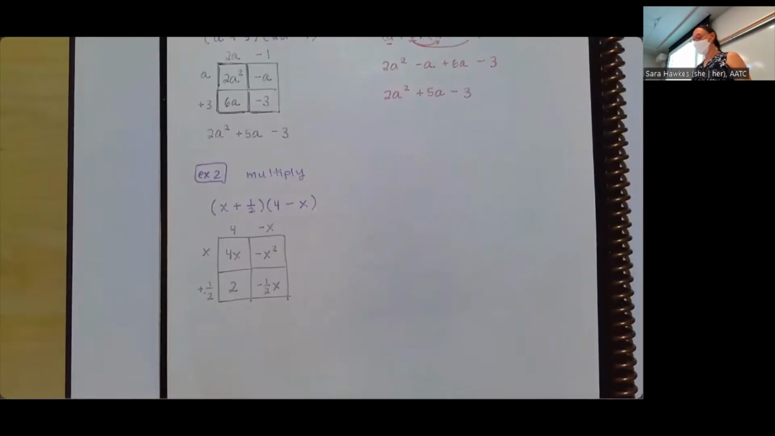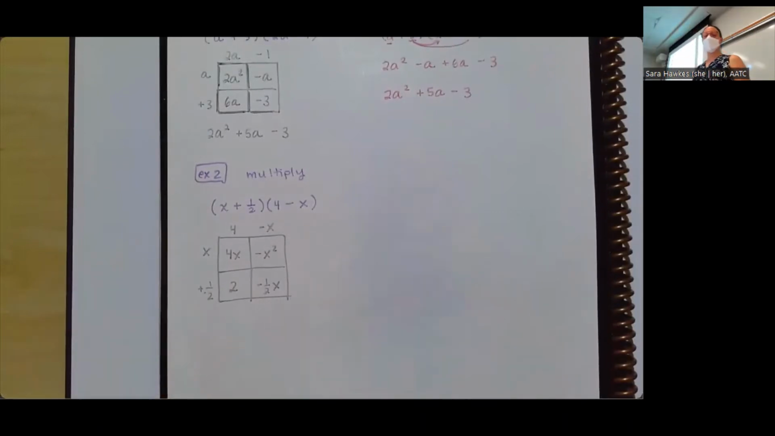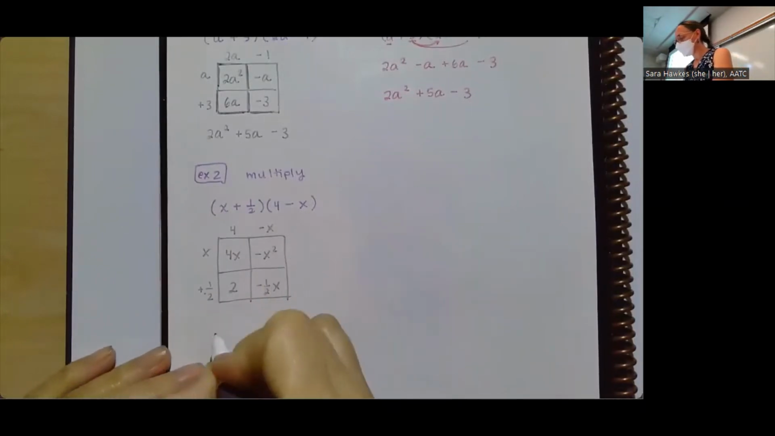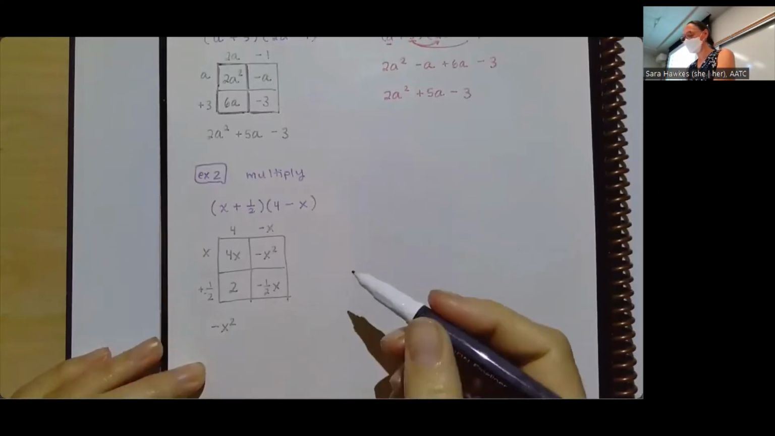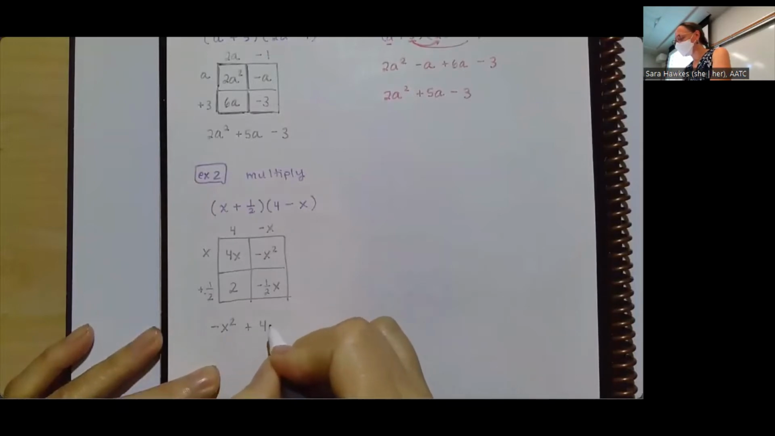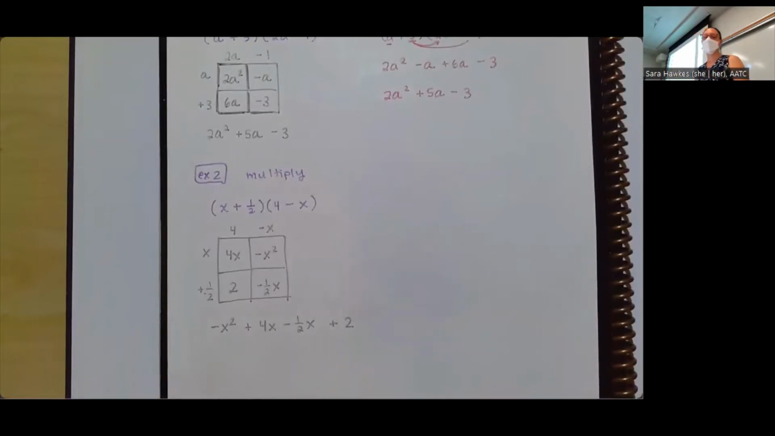Now, if I go to combine like terms, I'm going to start with my largest power on x, which is an x squared. So I would have -x squared. I'm going to do this in 2 steps. I'm going to put the 4x and the negative 1/2 x adjacent to each other and plus 2. But in order to combine these terms, I need a common denominator.